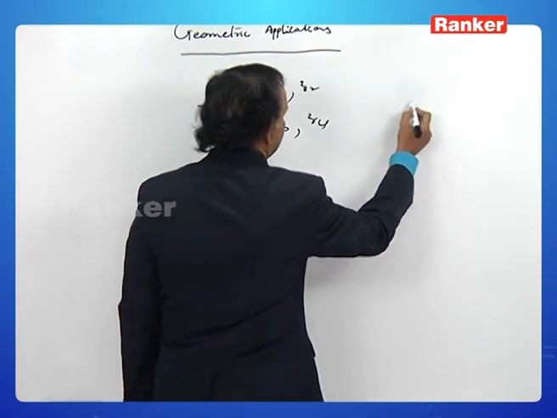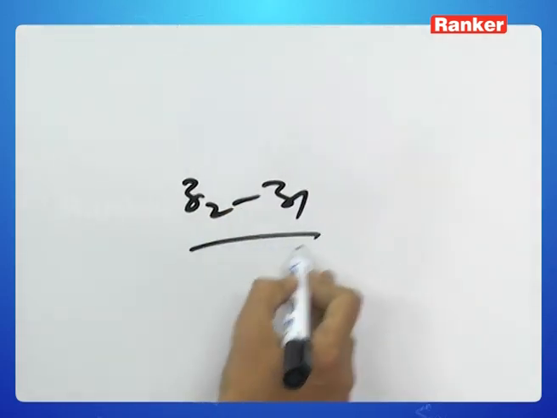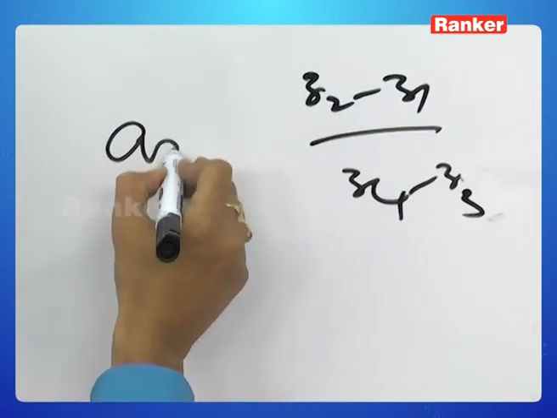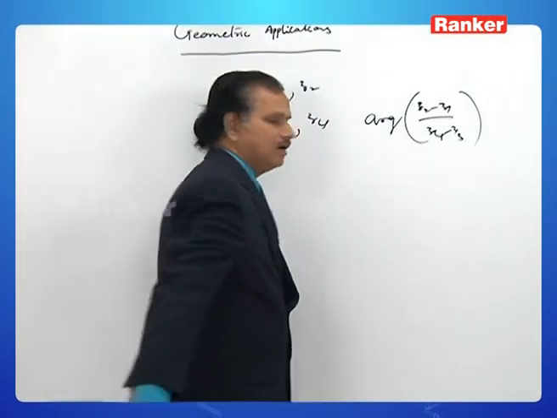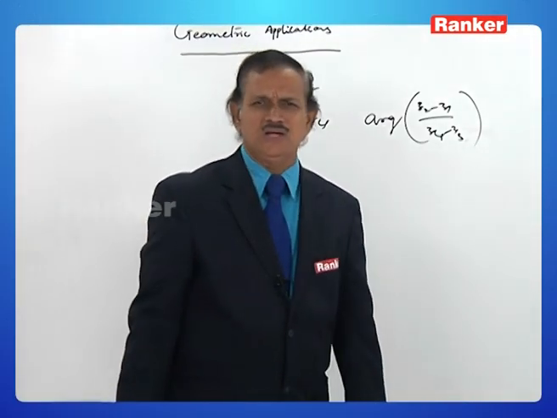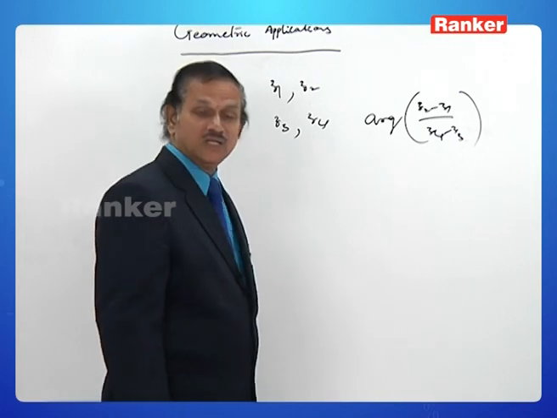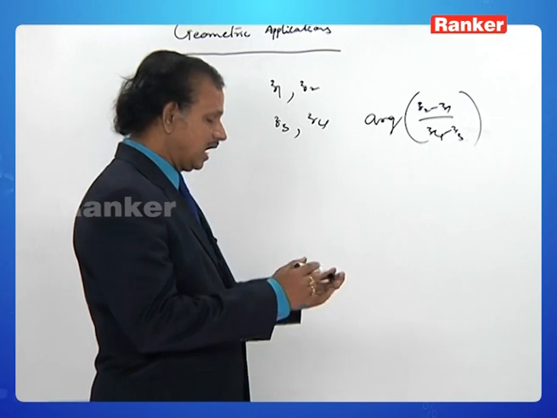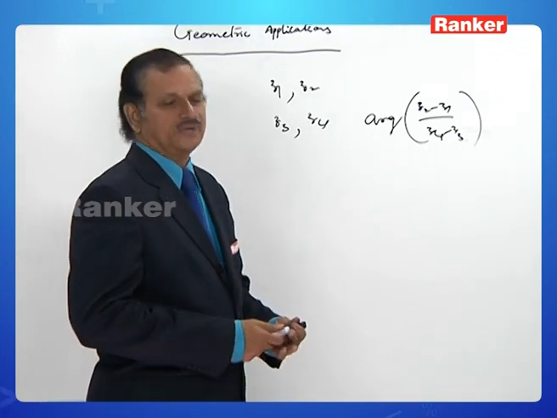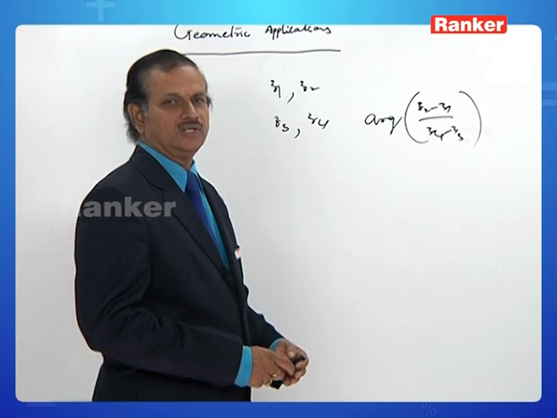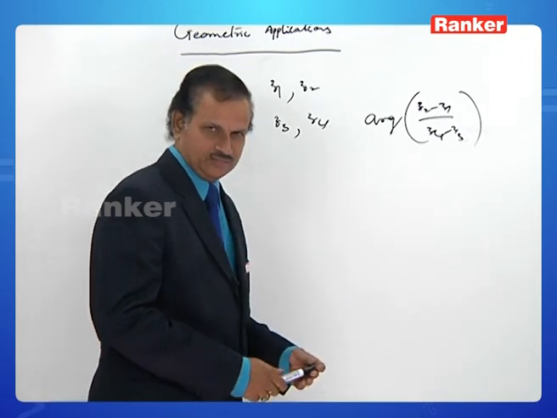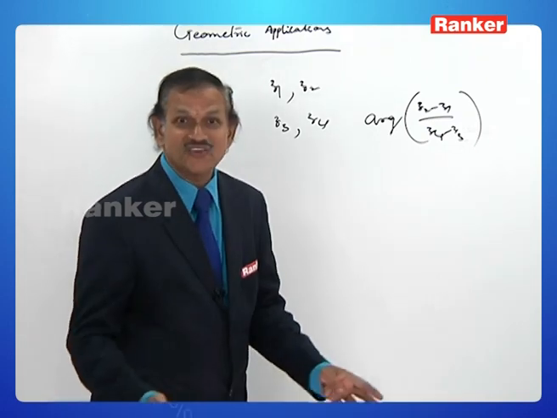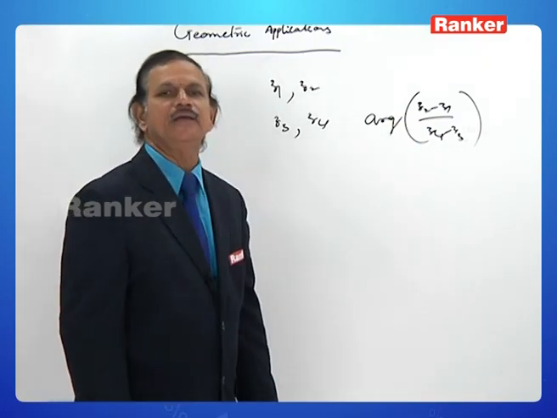AB bar is nothing but Z2 minus Z1. CD bar is nothing but Z4 minus Z3. The argument or amplitude, whatever you call it, of this is nothing but the angle between the two lines joining Z1, Z2 and Z3, Z4. You can make use of the angles made by them, etc. Right? If Z1, Z2, Z3 and Z4 are vertices of a square, then this becomes 90.